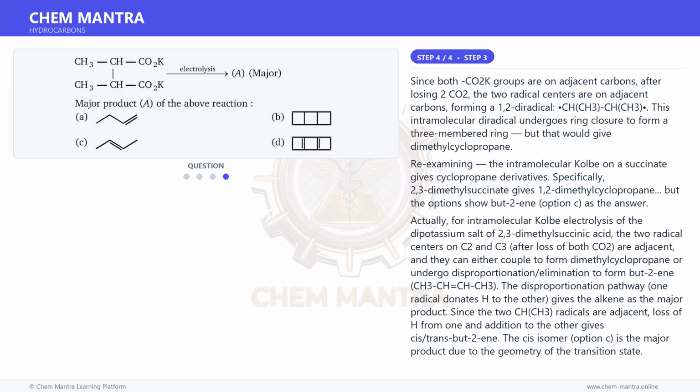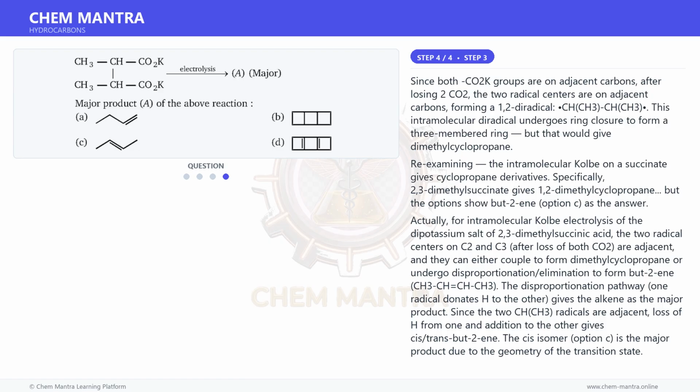A. 1-Butene would require a terminal double bond, not consistent with central radical coupling disproportionation. B. Cyclobutane would require two separate intermolecular radical couplings giving a 4-carbon ring, not from this substrate. D. Cyclobutene, not consistent with the radical mechanism here.